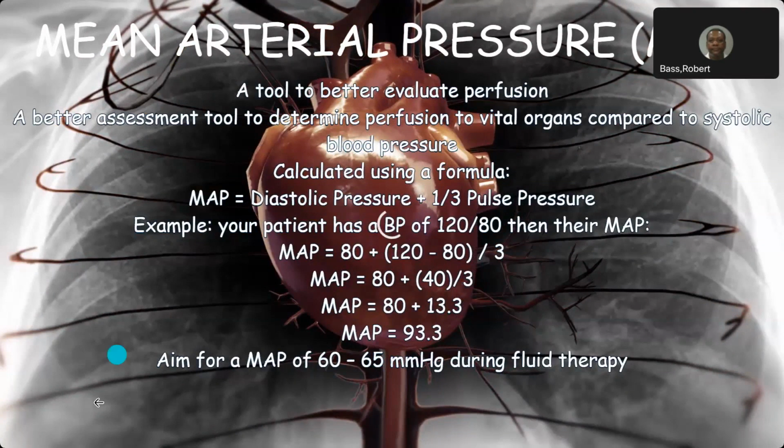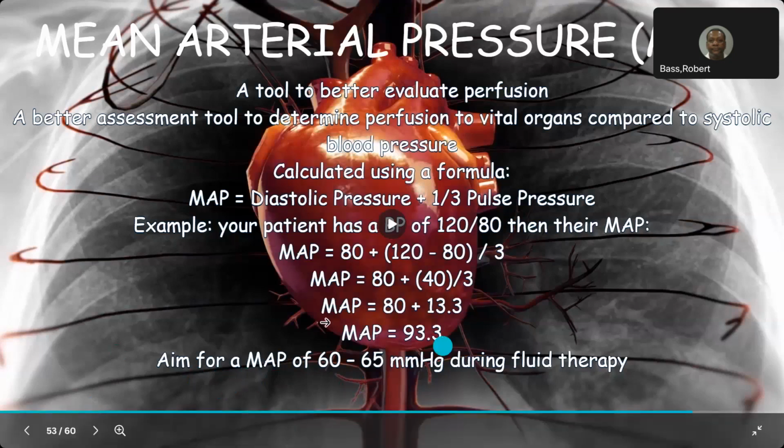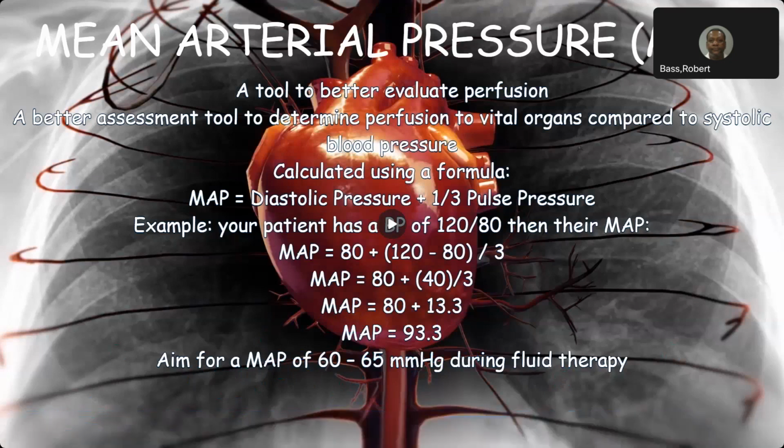What we want to do in the field, especially if we're providing fluid therapy, is to aim. When we're bolusing these patients, we're thinking about permissive hypotension, better to maintain than increase. Guess what? If we can keep that map between 60 to 65 during fluid therapy, those vital organs are being perfused.